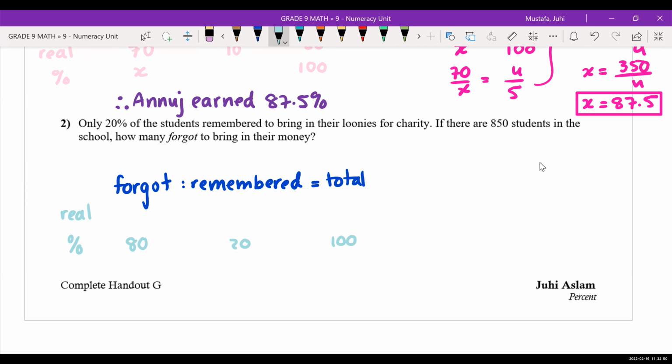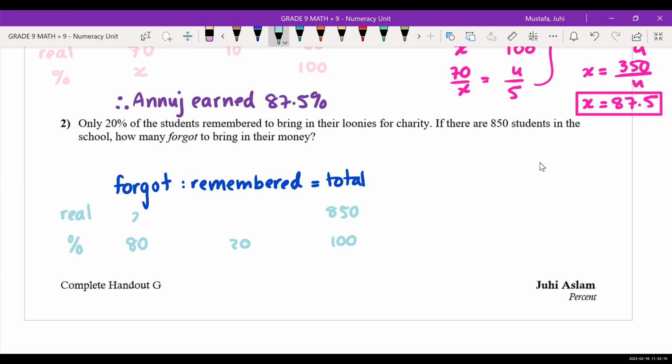Okay, let's keep reading the question. It says, if there are 850 students in the entire school, where do you think that's going to go? Total, and that's a real number, right? That's an actual number of students, so that's going to be 850. We keep reading. How many forgot to bring in their money? So not what percent of students forgot. We already know that it's 80, but how many actual students forgot to bring in their money?